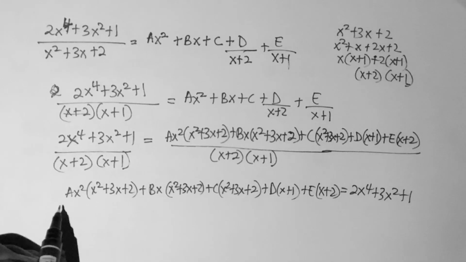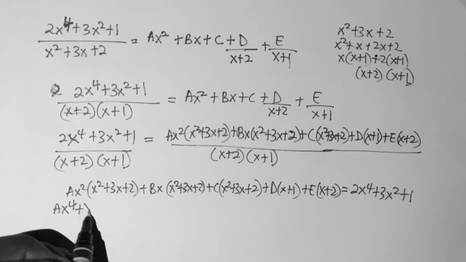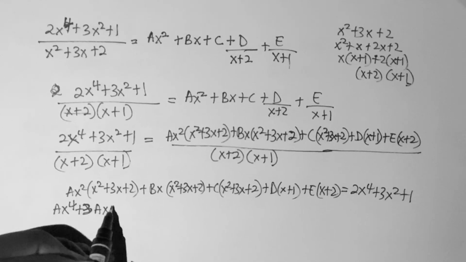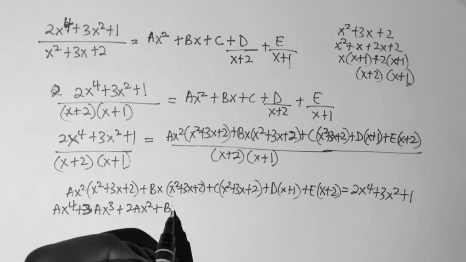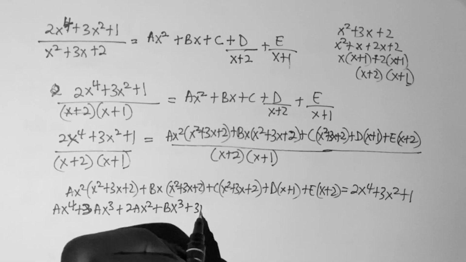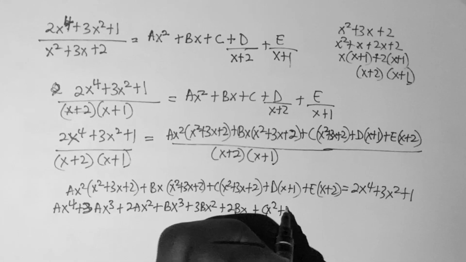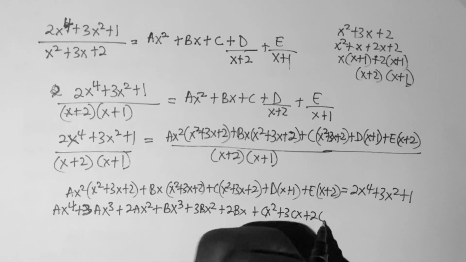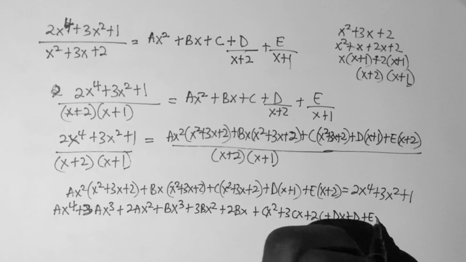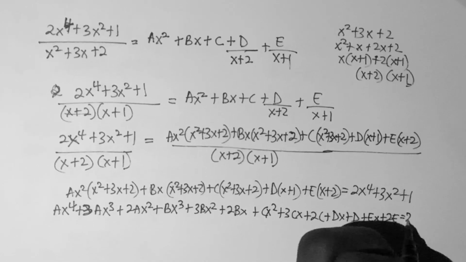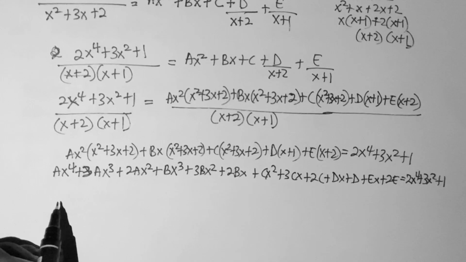So let's expand all of this. So here becomes ax^4, then plus 3ax^3, and plus 2ax^2, and plus bx^3 plus 3bx^2 plus 2bx, and plus cx^2 plus 3cx plus 2c, that is for this, and plus dx plus d, and plus ex plus 2e, that is equal to 2x^4 + 3x^2 + 1. So we can now group like terms.